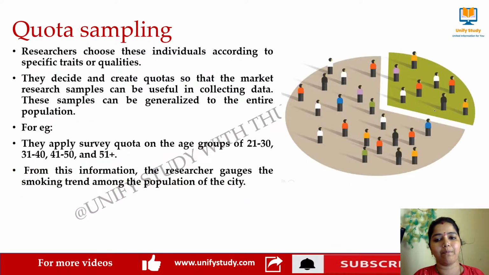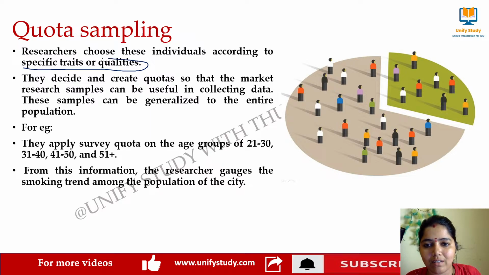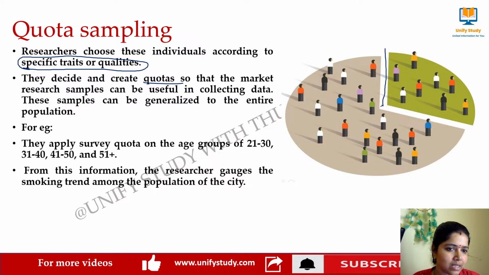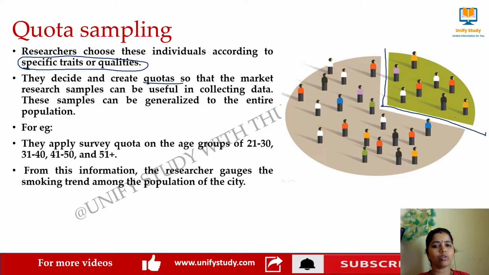Next one, quota sampling. Quota means what? Researchers choose the individuals according to specific traits or qualities. We decide on the basis of quotas. See, here is a large population. I divide this group by means of a quota. They belong to this group.